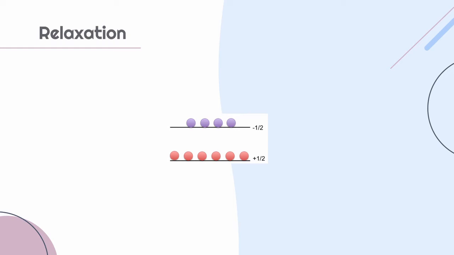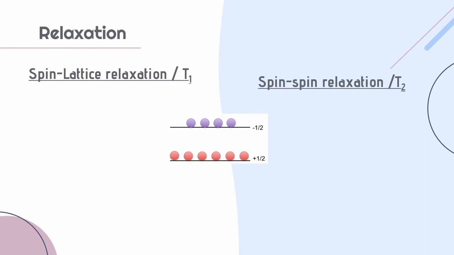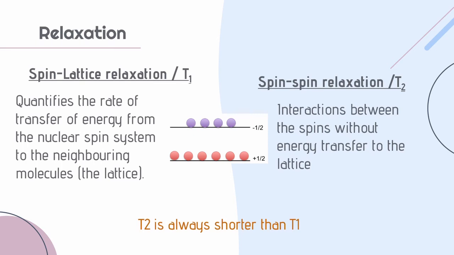And this can happen in two ways. Either the excited nucleus could give its energy to the neighboring nuclei or the lattice. And this is what we call the spin lattice relaxation, and the time associated with it is denoted by T1. Or the other case is that it could give its energy to another nucleus in the lower energy state and de-excite itself. And this is what we call the spin-spin relaxation, and the time associated is T2. And we need to note that T2 is always shorter than T1.